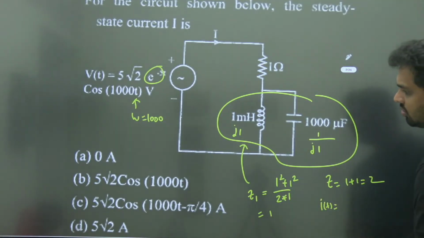5 root 2 by root 2, how much is that, sir? 5 root 2 by 2. 5 by root 2, cos 1000 t.